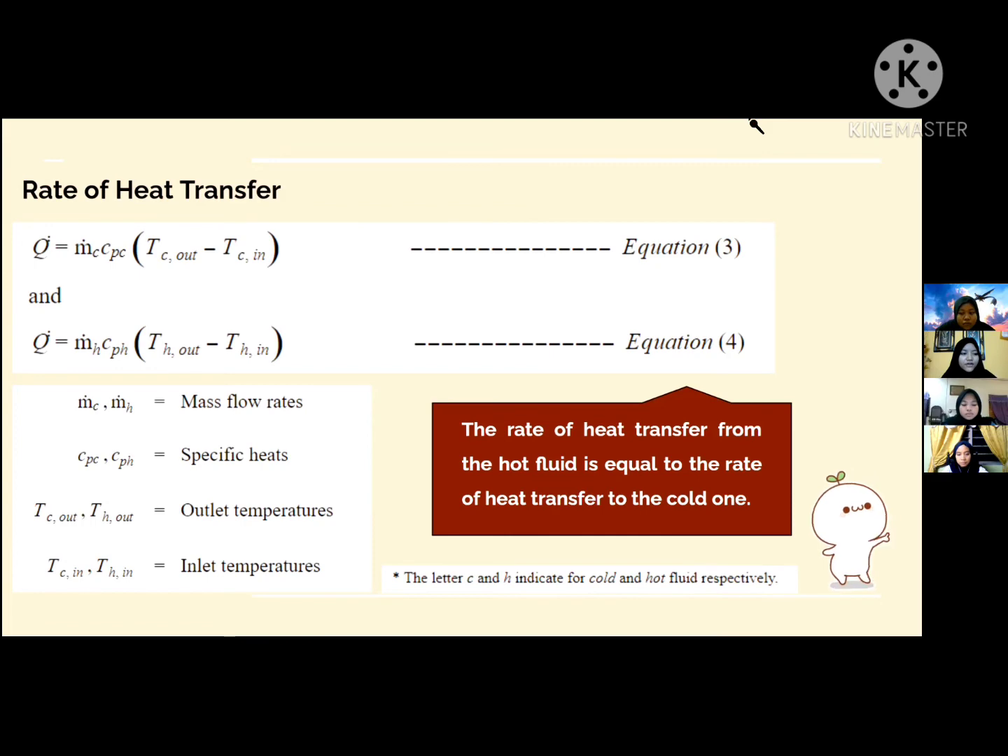And equation 4 is the formula to find the rate of heat transfer for hot fluid. It is the same as equation 3 for cold fluid. So the product of mass flow rate times specific heat is known as the heat capacity rate, whose symbol is capital letter C.